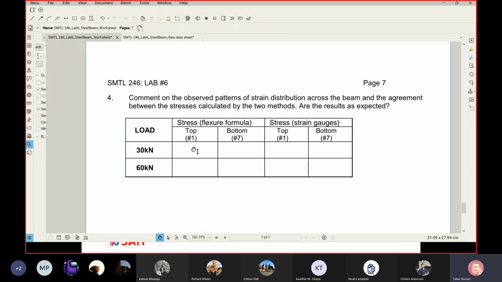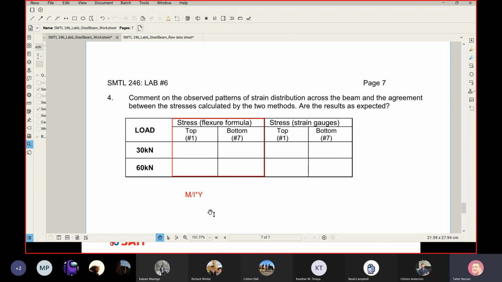So I want all of you to look at this table right now. You need to fill this table to finish your lab. I know the table will be kind of mysterious. What are we trying to do here? Watch me, please. We're trying to fill this part first. And look at the header. It says stress from flexure formula. So what is my flexure formula? Simply, the stress is equal to M divided by I multiplied by Y.